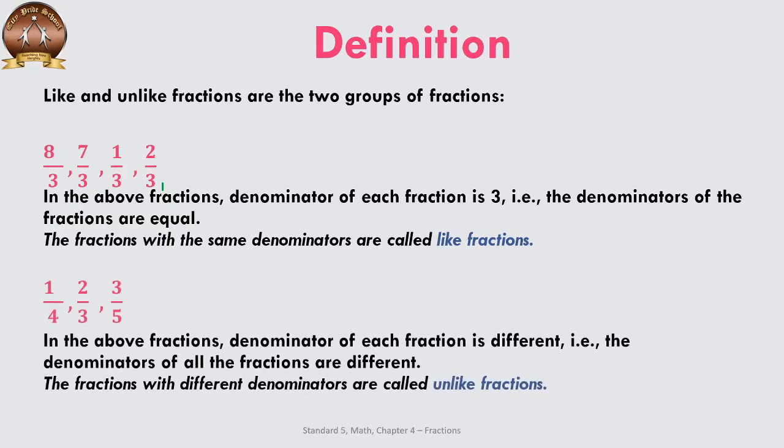Now there is another example in pink color on the screen. 1 upon 4, 2 upon 3, 3 upon 5. If you see, there is nothing common in them. We are not at all concerned with the numerator in any of the like and unlike fractions. We are just looking at the denominator. And if the denominator of all the fractions is different, then we say that they are unlike fractions. Hence, the fractions with different denominators are called unlike fractions.